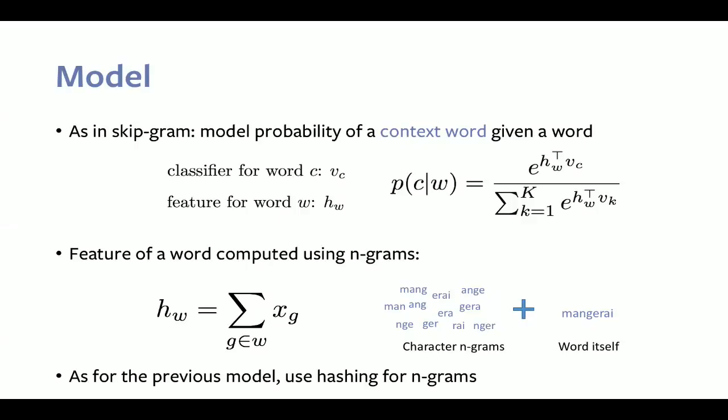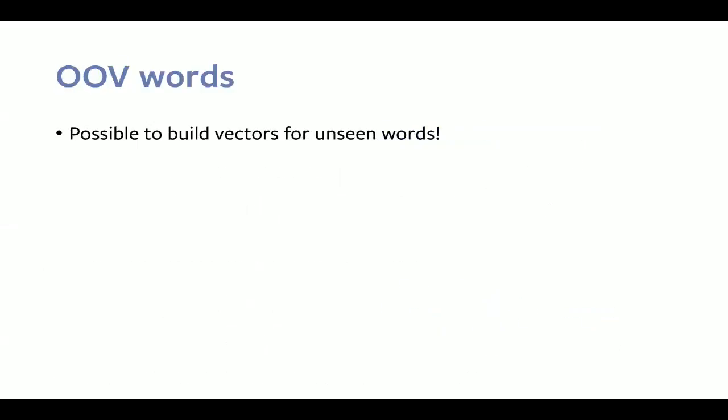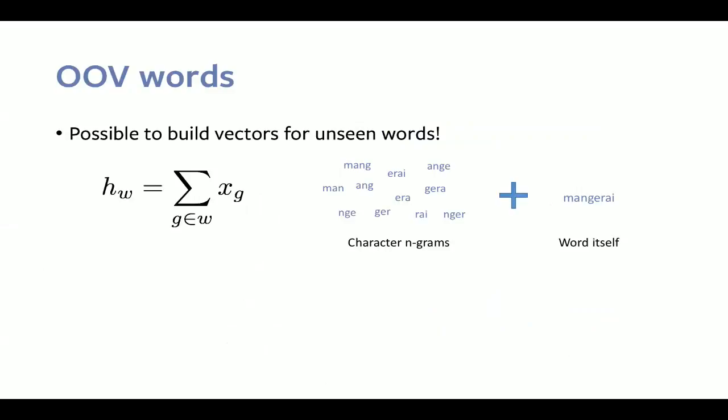As for the previous classification model, we don't want to store all the character n-grams that you see in the dataset. For Finnish or Turkish, it would totally go crazy. So you do hashing on this dictionary. One of the big advantages is that it's possible to build vectors for unseen words. Imagine you have a word that you have never seen. So this word is not in the dictionary. You don't have any parameters for that, but you still have something for it.